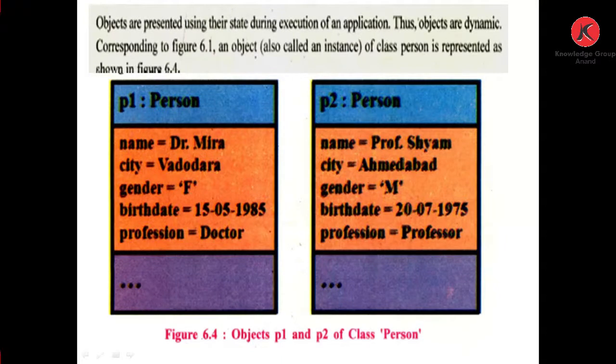Objects are represented using their state during execution of an application. Thus objects are dynamic. Corresponding to figure 6.1, you can see an object, also called an instance of class person, represented as shown in figure 6.4. Here you can see there are two objects, person 1 and person 2. They have the same attributes, but the state is different for person 1 and person 2.